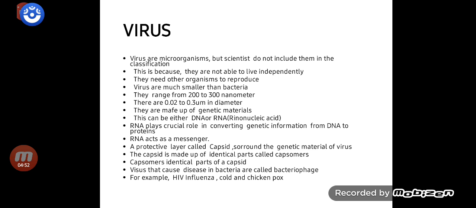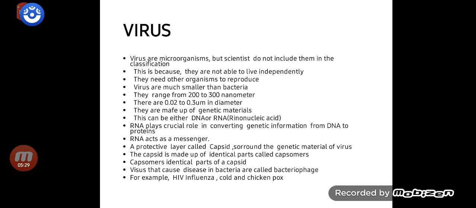Viruses are much smaller than bacteria. They range from 200 to 300 nanometers. They are 0.02 to 0.3 micrometer in diameter. This means they are very, very small. They are made up of genetic material. This can be either DNA or RNA. RNA plays a crucial role in converting genetic information from DNA to proteins. RNA acts as a messenger.